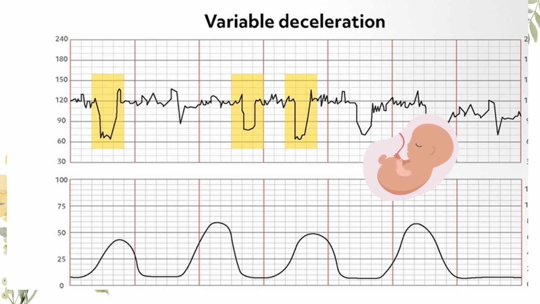Variable decelerations. These are those highlighted big V's. It could be W shapes, V shapes, U shapes. This could mean that there's some cord compression. So baby could be playing with his umbilical cord. The cord can be getting compressed as the baby's moving on down in response to being squeezed with each contraction. We get concerned when they get really low, okay, and the baby is not ready to deliver yet.